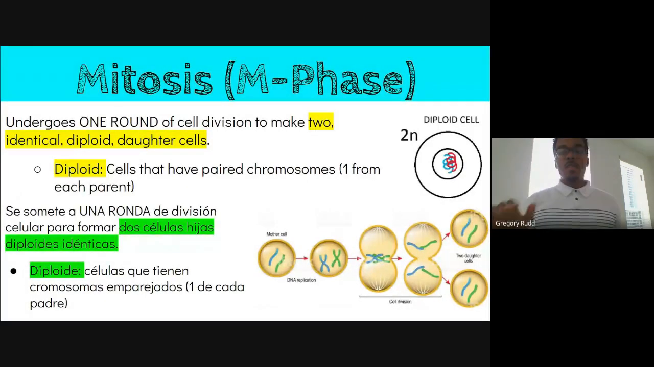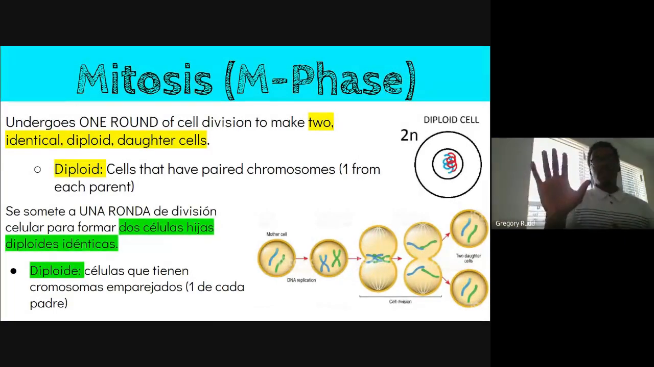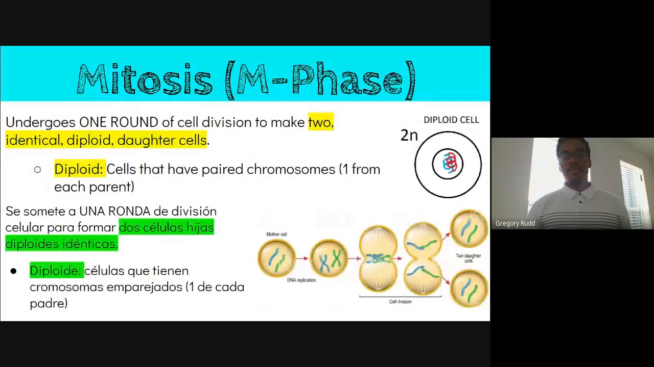Keep in mind, we're talking about somatic cells here. If you remember from yesterday, we also introduced gametes, which are sex cells. But in this case, we're only talking about the somatic cells.